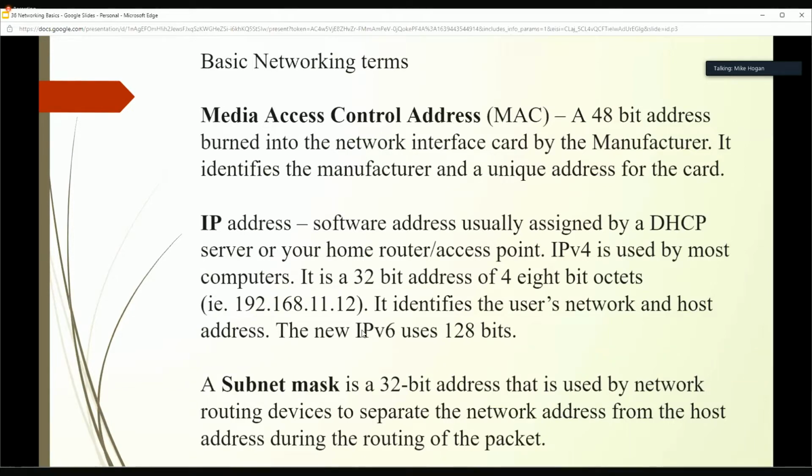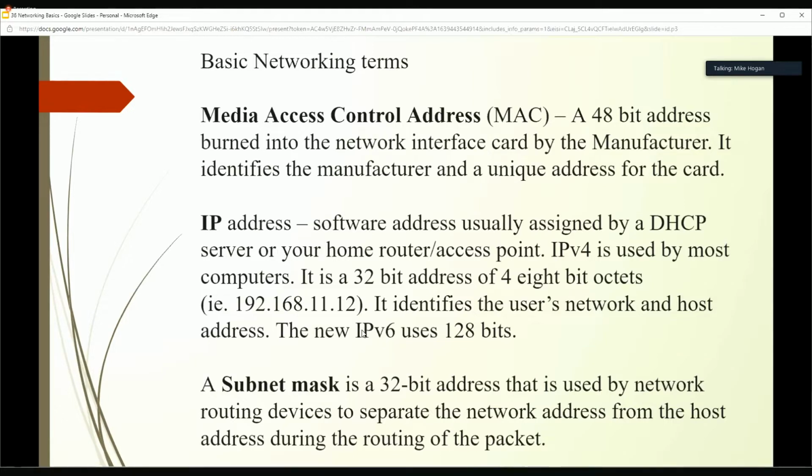But typically we won't do that, because remember when we were looking at numbering systems, we saw how challenging it was for us to identify and just write the binary ones and zeros. And so typically we'll take that number and we'll address it in decimal, but we do it in decimal in these 4 8-bit octet format. So 192.168.11.12. That's an IP address.